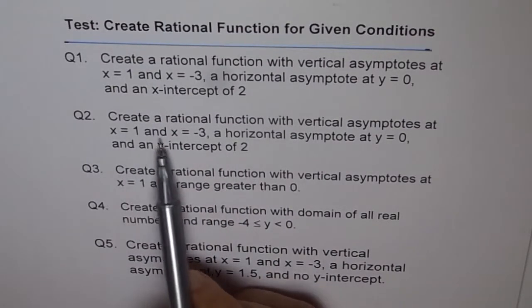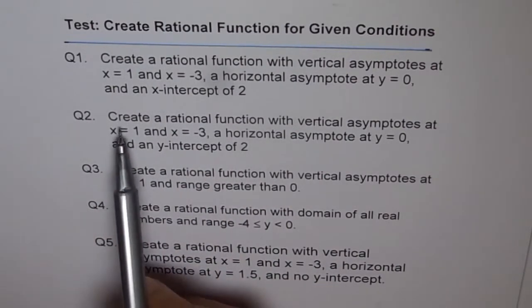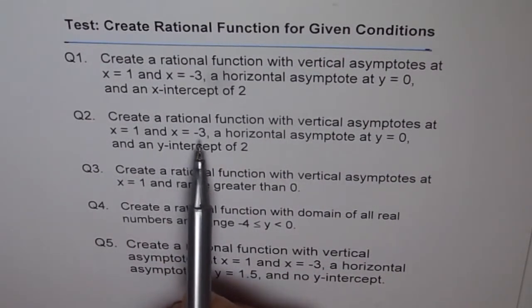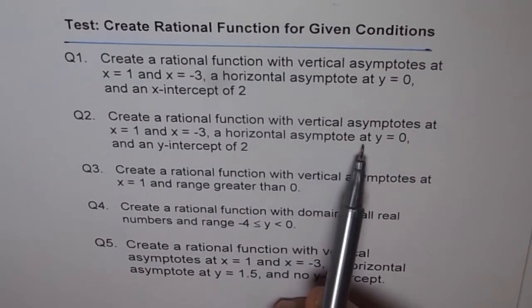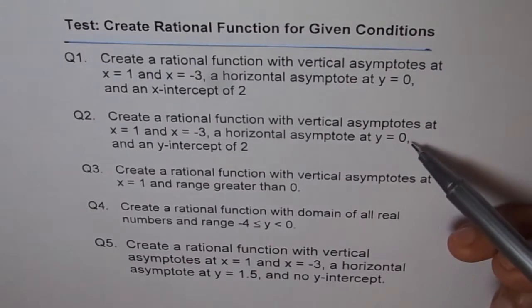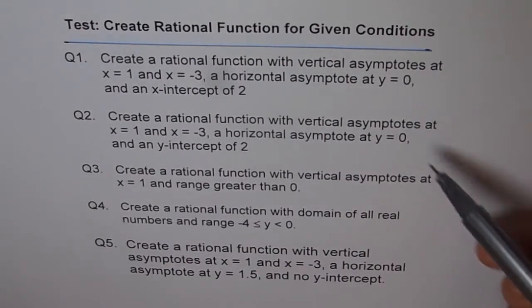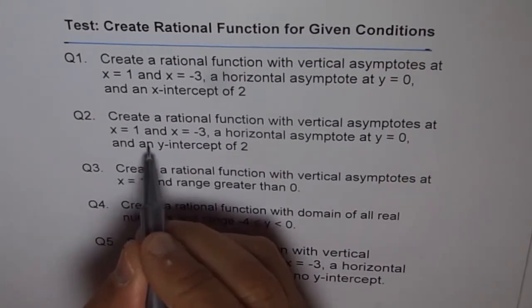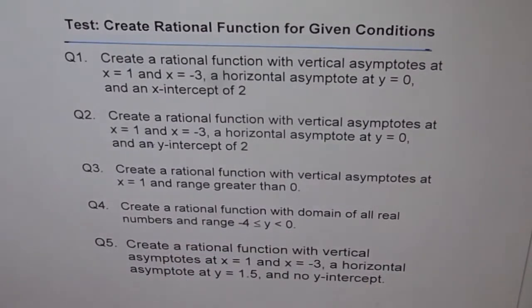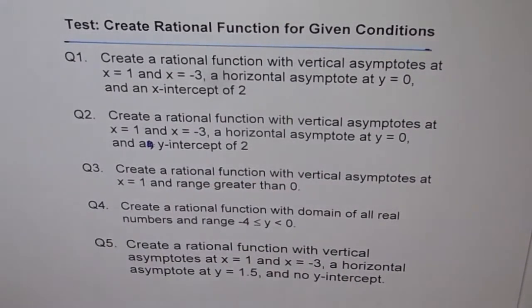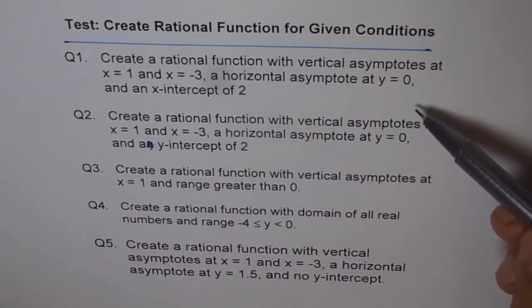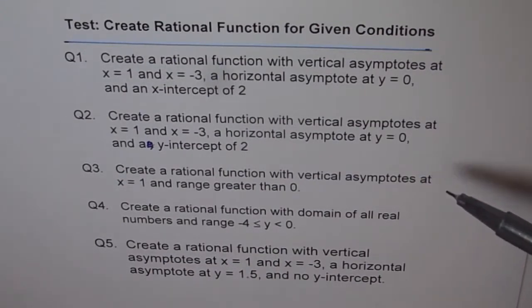In the second question, the first half is the same. Question number 2 says: create a rational function with vertical asymptotes at x equals 1 and x equals minus 3, and a horizontal asymptote at y equals 0. I've purposely kept these two parts the same, and the change here is that instead of an x-intercept at 2, I'm saying a y-intercept of 2. So I've twisted it a bit. Instead of x-intercept, I made it y-intercept. Easy for you to copy: same question, but you write two different conditions. In the first, the x-intercept is 2; in the second, the y-intercept is 2.